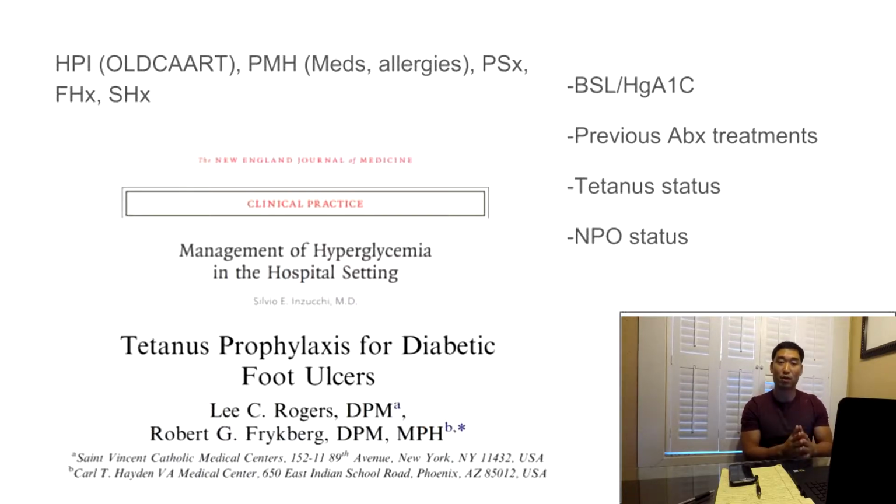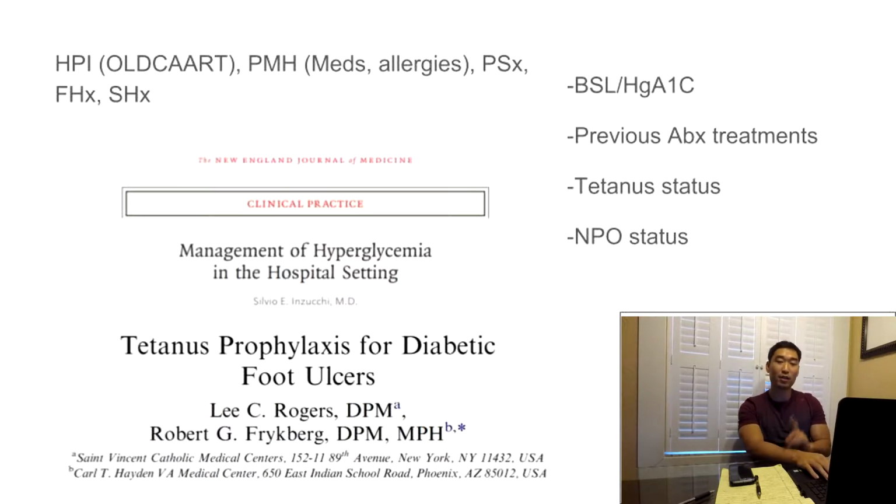Previous history of antibiotic treatment is also important to assess and ask the patient, because you have to know about possible resistance of the organism, and also what worked before. And if it worked before, you could also give the same treatment again. Tetanus status: literature showcased that 25% of diabetic foot infections can lead to a tetanus-prone infection. And NPO status is obviously important because if the infection is severe enough, then you need to take the patient into surgery. So asking the NPO status is super important too.